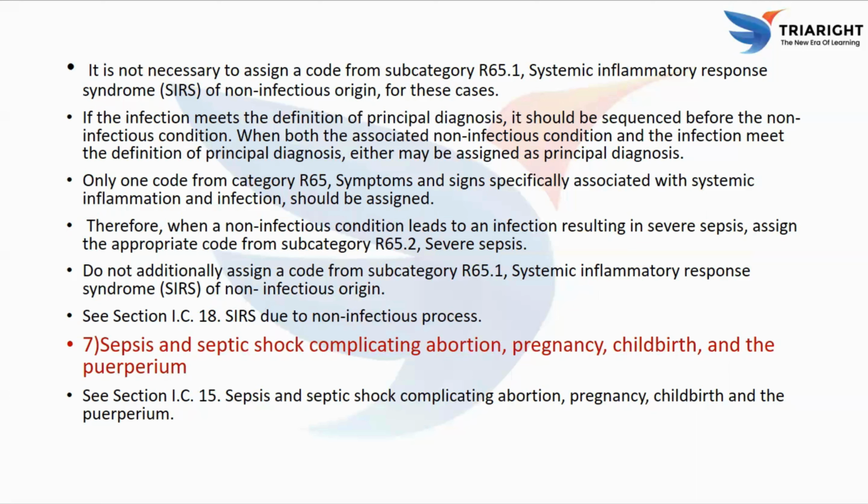O03.87 for septic abortion, O85 for puerperal sepsis, O86.04 for sepsis following an obstetrical procedure. Then O75.3 for septic shock during labor. So this is how you have to code sepsis and septic shock cases when they complicate abortion, pregnancy and childbirth.